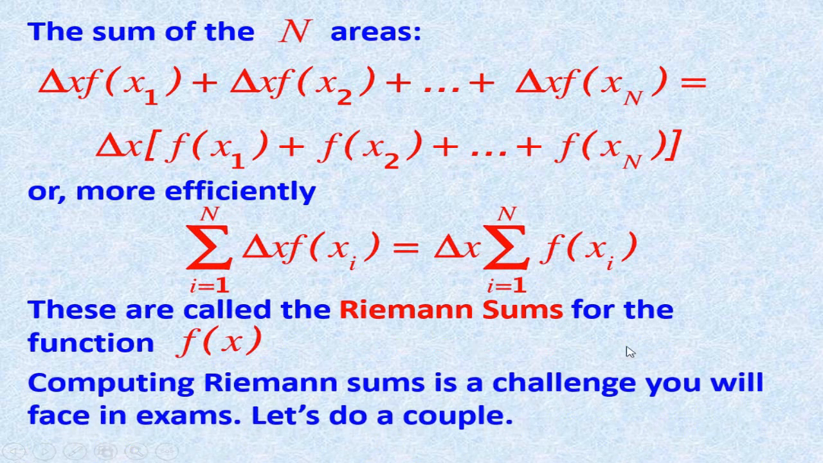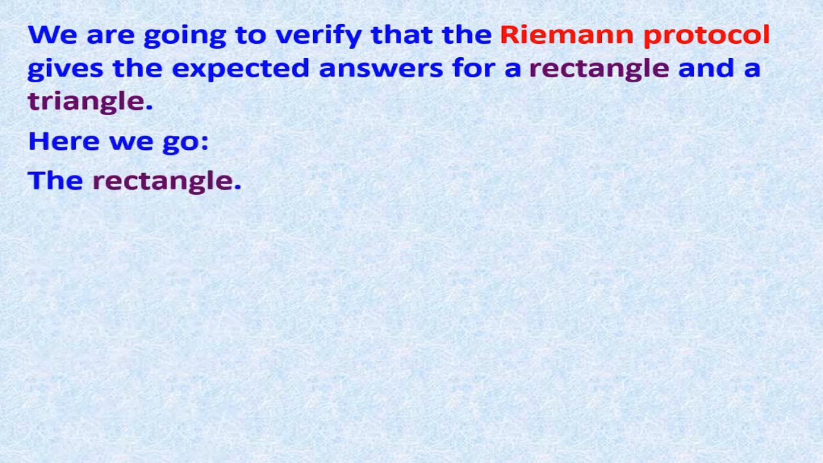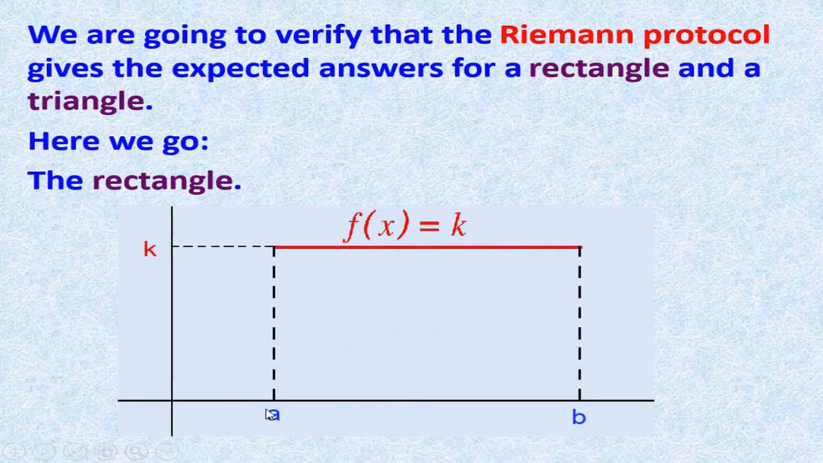Computing Riemann sums is a challenge you will face in exams. Let's do a couple. For example, we're going to verify that the Riemann sum gives the expected answers for a rectangle and a triangle. So, this is our rectangle. Its length is from A to B, so this is B minus A, and the height is K. That means the area is B minus A times K, because the length is B minus A times the height, or the width, K.